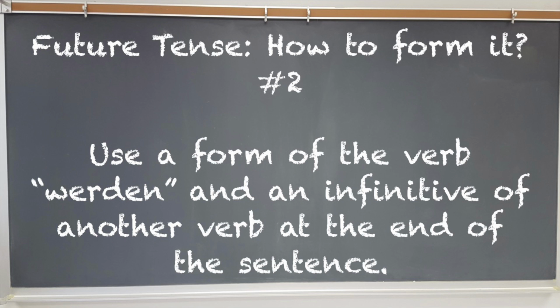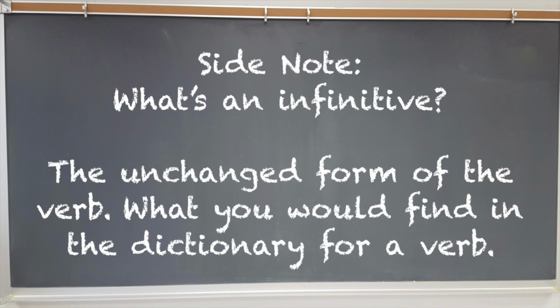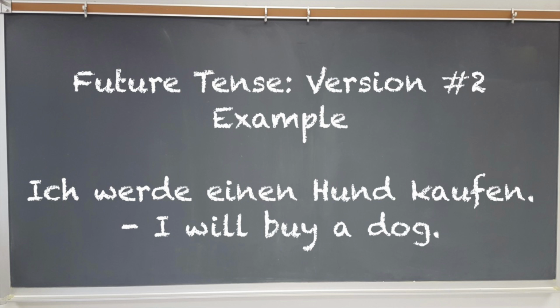You can also form the future tense in German using the verb werden, which is an irregular verb plus an infinitive of another verb. This happens in English as well. We use the verb will in the future tense and an infinitive of an additional verb. An infinitive is the base form of the verb. This is the form that you'll find in the dictionary or the form that has not been changed in any way. In German, the infinitive goes at the end of the sentence. Ich werde einen Hund kaufen. I will buy a dog.